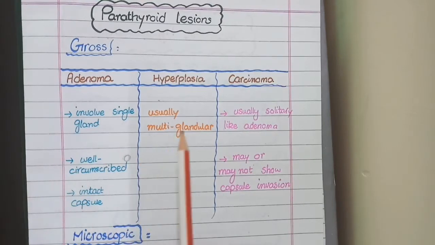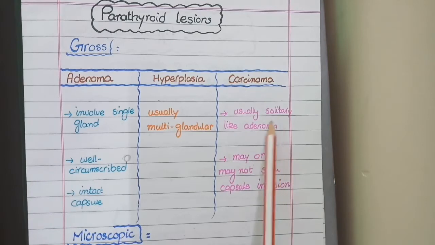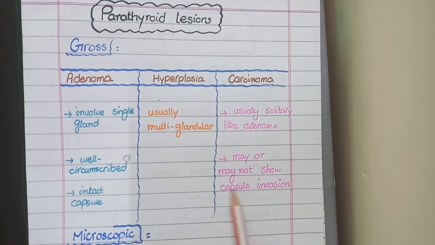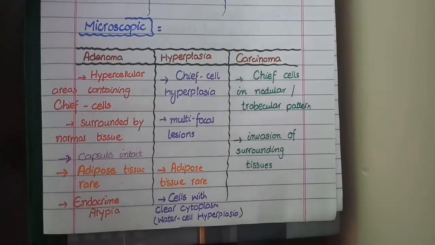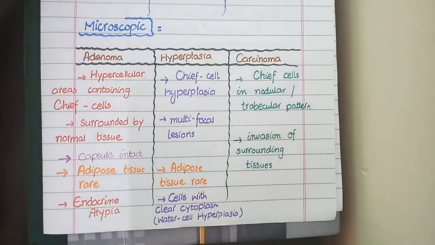Parathyroid hyperplasia, on the other hand, affects more than one gland at a time, so it is multiglandular. And parathyroid carcinoma is also a solitary or single mass like adenoma, but being a cancer, it can show capsular invasion. But in some cases, capsular invasion may not be apparent, so differentiation between adenoma and carcinoma becomes difficult on gross specimens. Now we will discuss the microscopic features, which are very easy to remember.